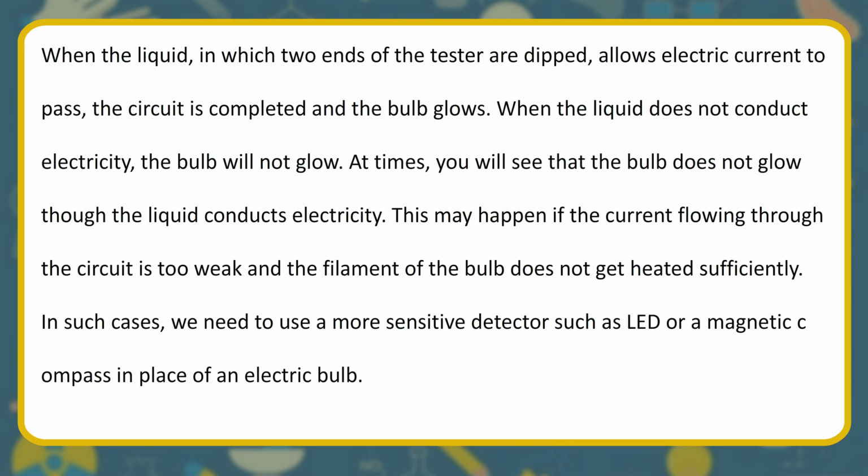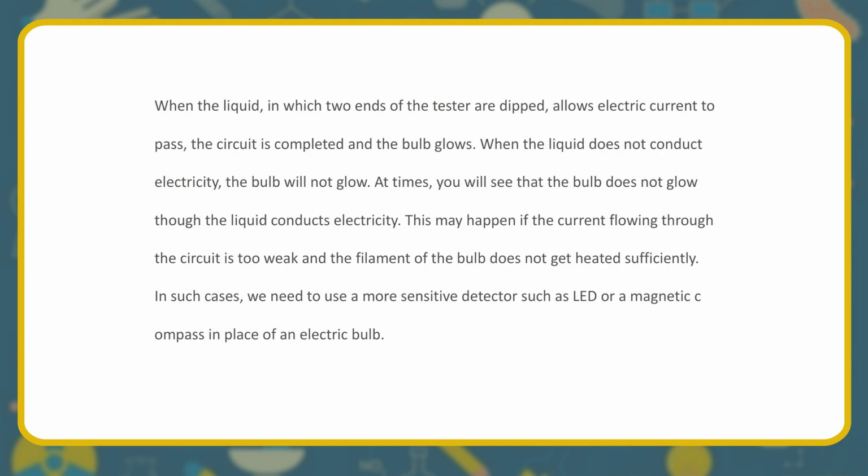At times, you will see that the bulb does not glow though the liquid conducts electricity. This may happen if the current flowing through the circuit is too weak and the filament of the bulb does not get heated sufficiently. In such cases, we need to use a more sensitive detector such as LED or a magnetic compass in place of an electric bulb.